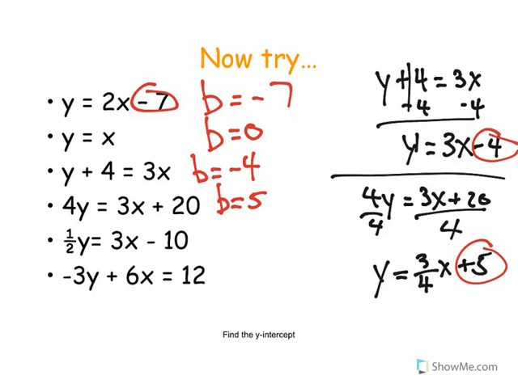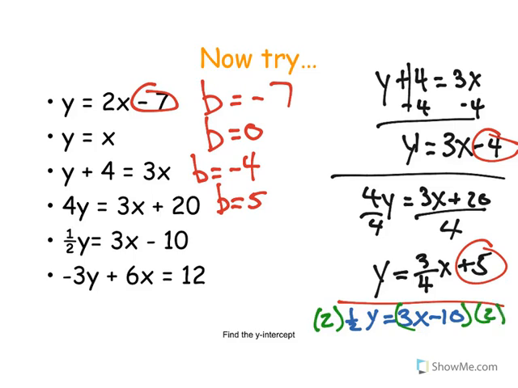For the next one, right, what are we going to do? Well, if we have a fractional coefficient, we need to multiply by the reciprocal. This one's hard, right? And we need to multiply everything by our reciprocal. So we're going to multiply everything on both sides by 2. So when we get that, we get y equals 6x minus 20, and there's our y-intercept, right? Our y-intercept is -20.